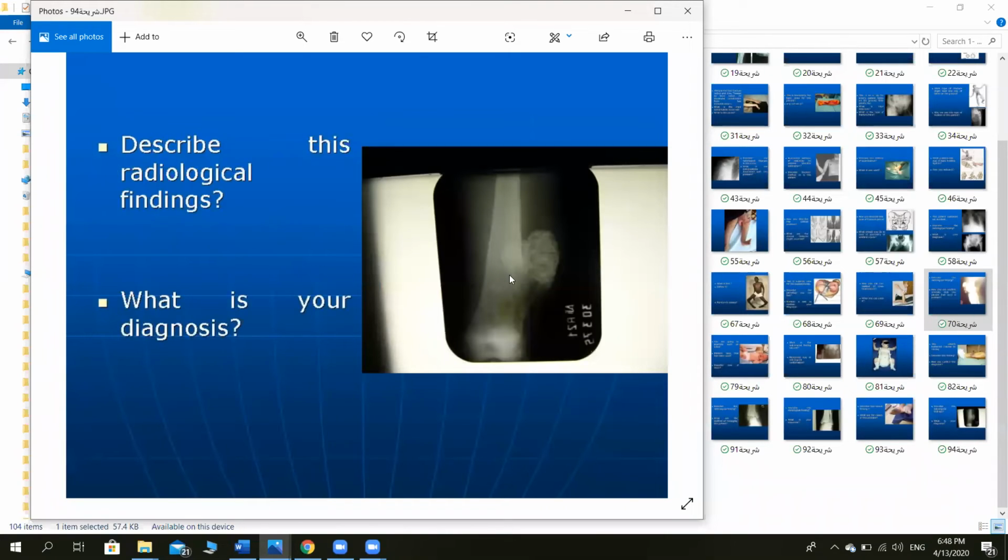And this is typical exostosis, a lump from the bone, on the surface of the bone, directed away from the joint. We call it exostosis or osteochondroma of the bone.